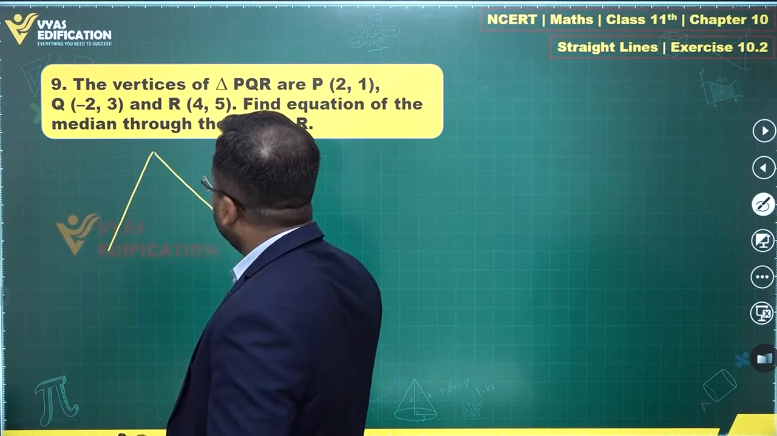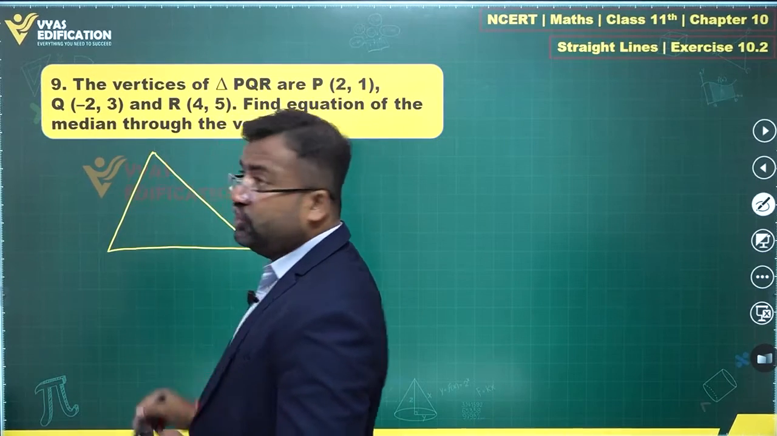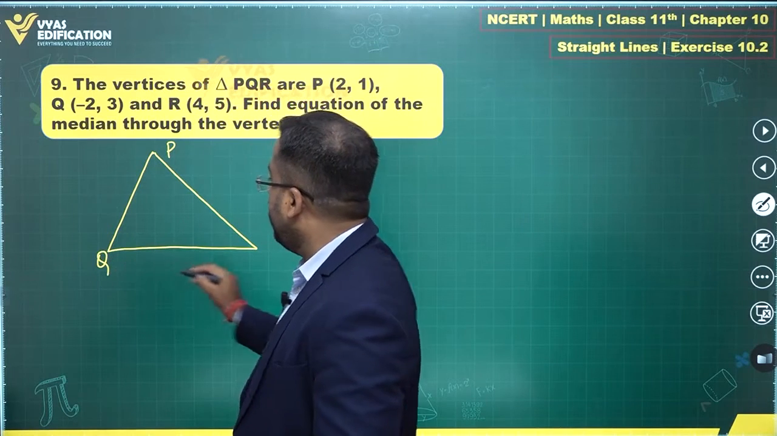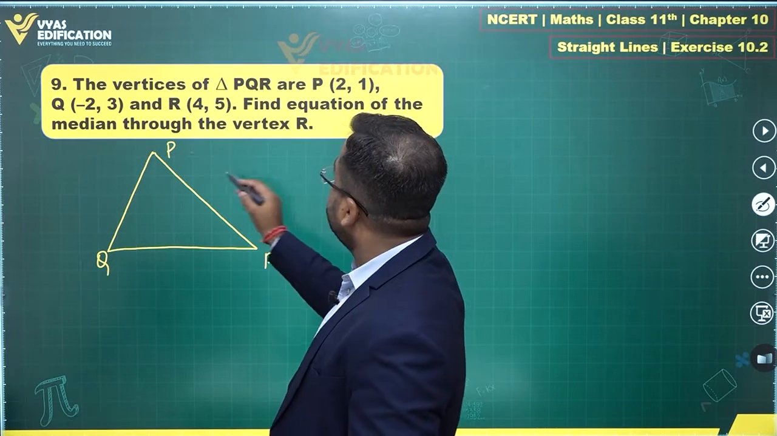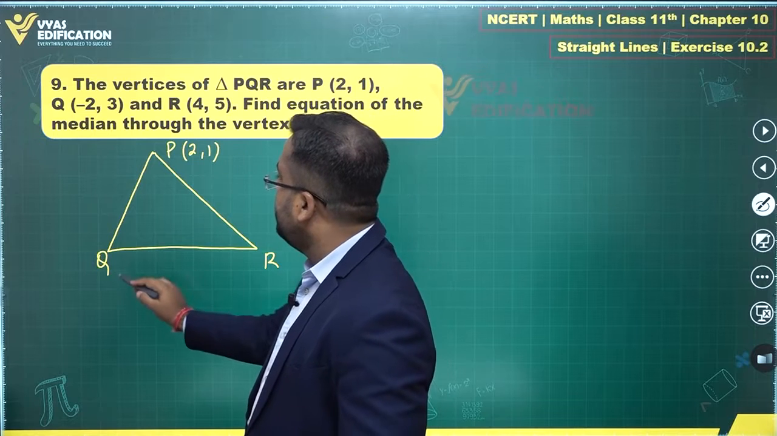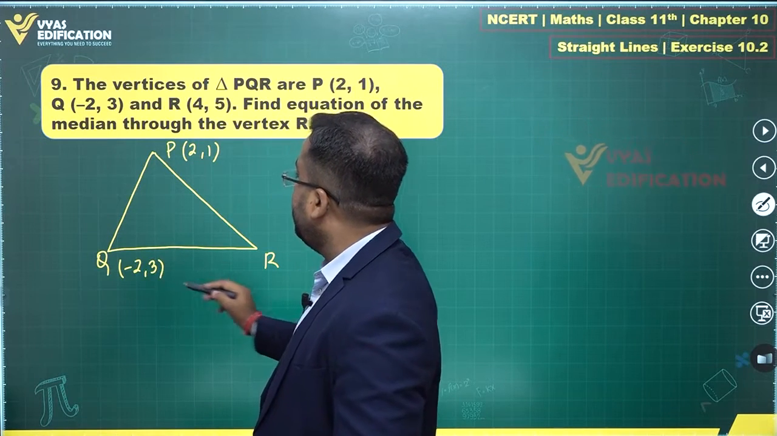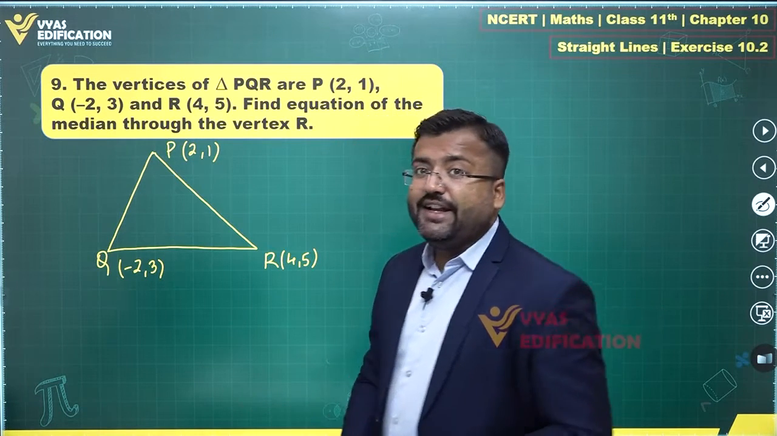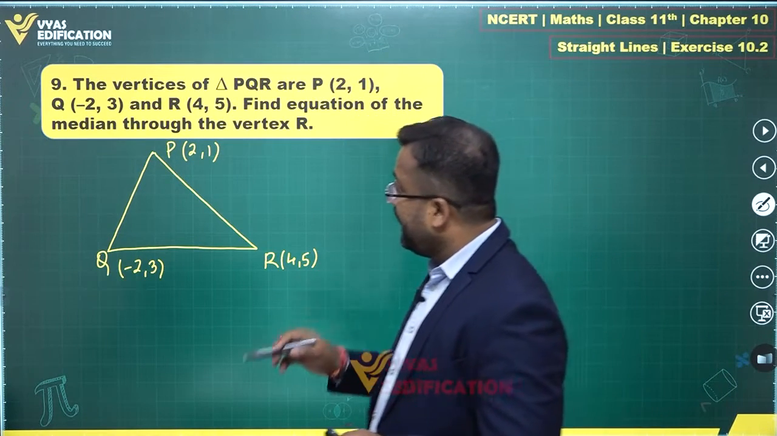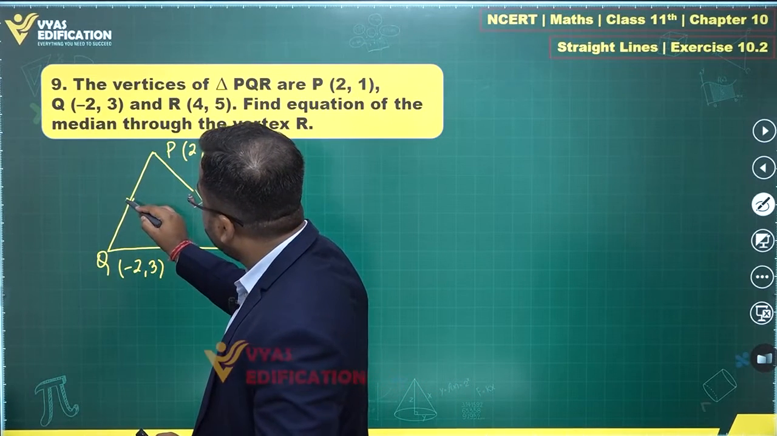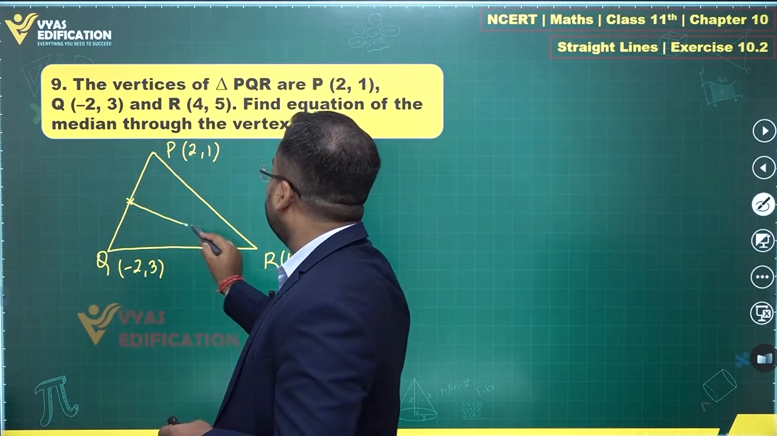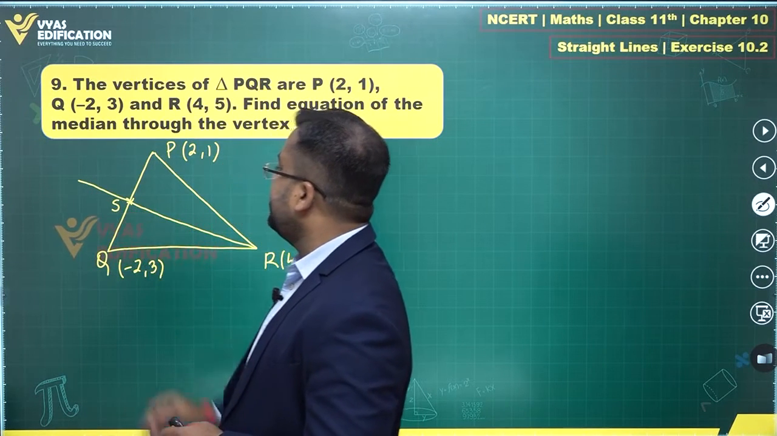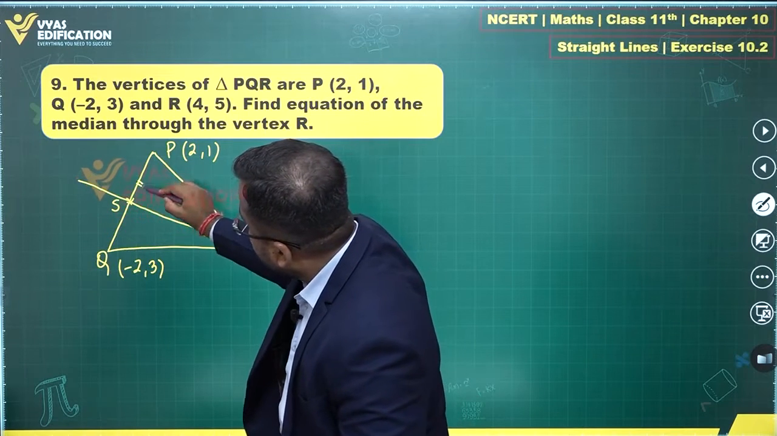Let's draw a figure once again, not to scale, mind you. This is vertex P, this is Q, and this is R. Let's say vertex P is (2, 1), this is (-2, 3), and this is (4, 5). The median through R will be this particular line, which passes through the midpoint of this side and joins this. This is the median we are interested in. This is point S. Now S is the midpoint of PQ.